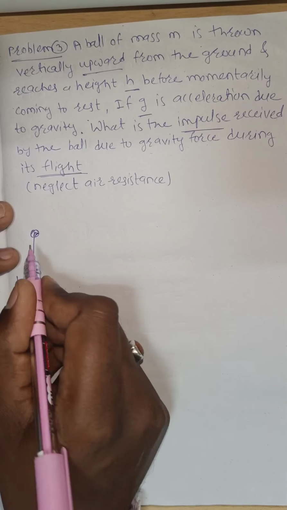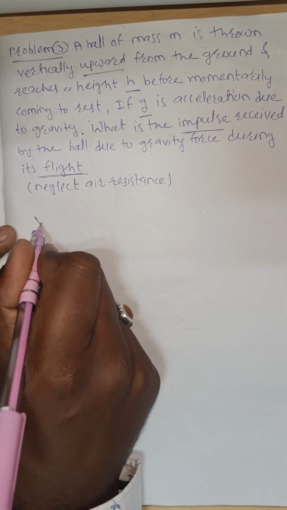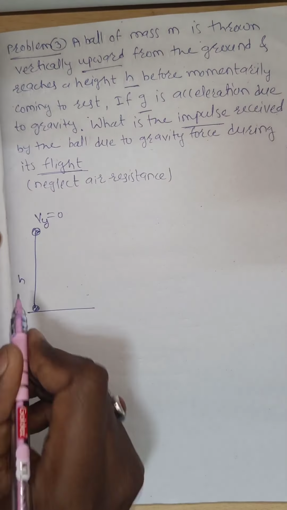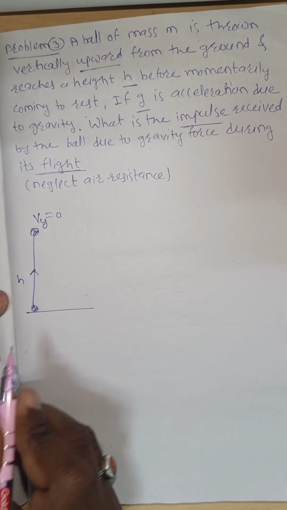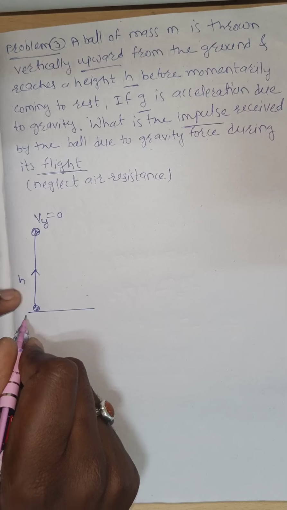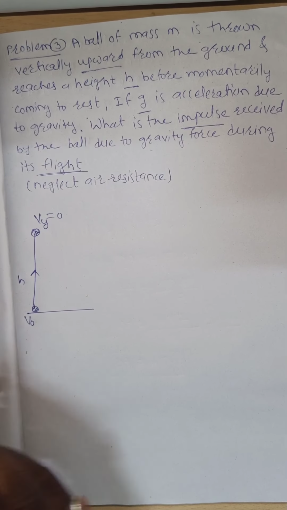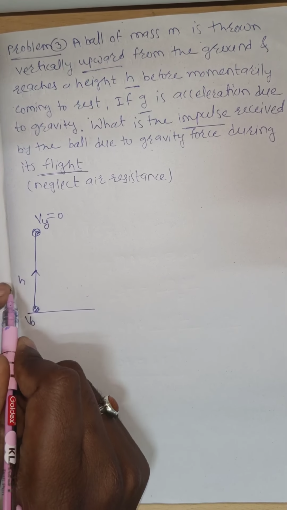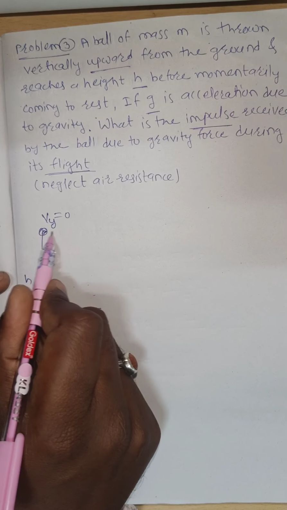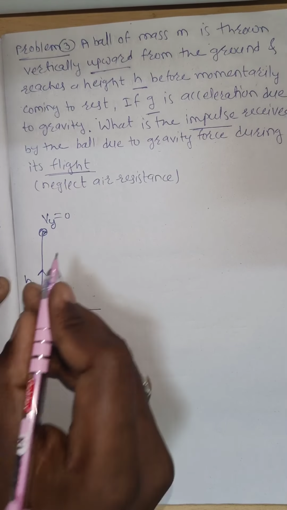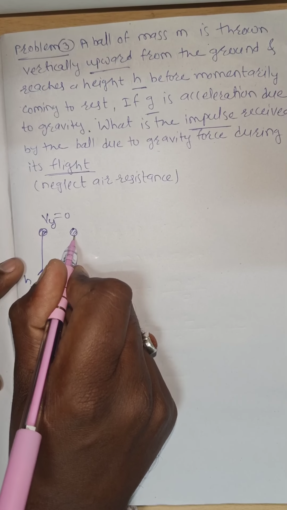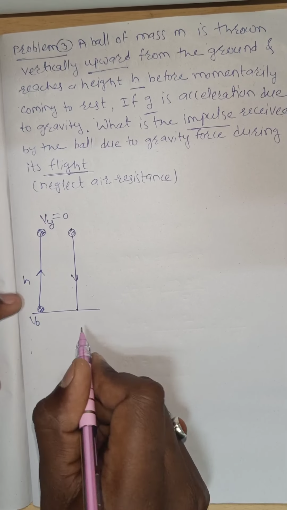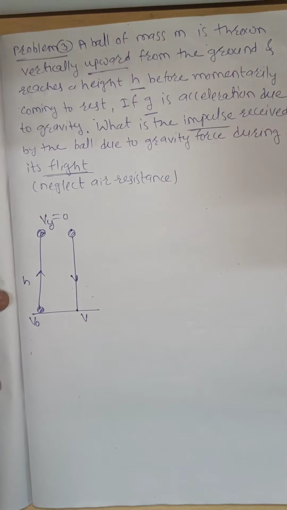At the maximum height, the velocity component along the y axis, that is vy, is 0. Initially when you throw the ball upward, its initial velocity is v0, and it reaches a certain height h. Then the ball goes back to the ground, and when it finally reaches the ground, the final velocity is v.